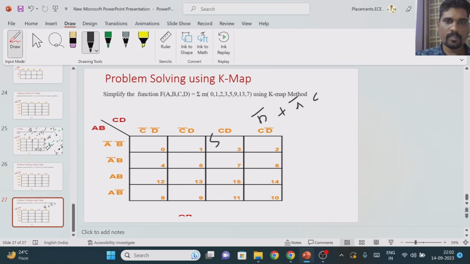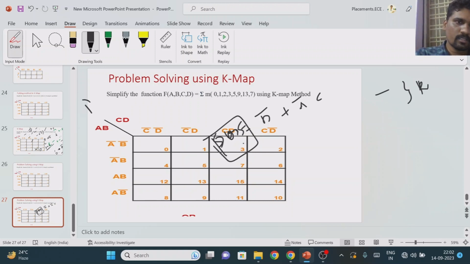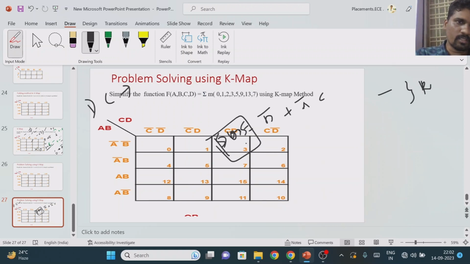So this is SOP. If you want to find it in terms of POS, what we have to do is perform the complement. We have a shortcut, guys. You don't need to remember De Morgan's law and apply it. Simple thing: the first rule is that if it is complemented, you remove the complement. If there is no complement, you make it a complement.